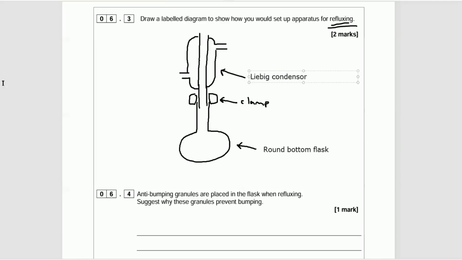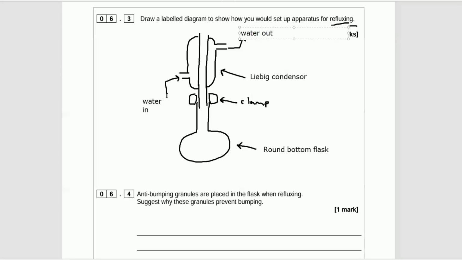Okay, there's my Liebig condenser. And then what we're going to do here, we want water in at the bottom. Now, you will lose a mark, maybe not in this particular diagram, but when you're discussing reflux, if you don't say that the water in is at the bottom and the water out is at the top. So water out coming out here. And there's a specific reason for this.